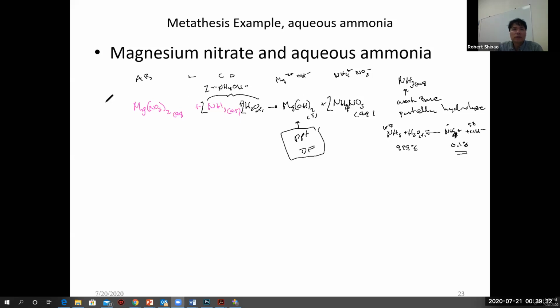So this is what we call the CE here. And then I'll do the IE. In the IE, we split apart the strong electrolytes. So magnesium nitrate is a strong electrolyte. It's a soluble salt. So we're going to split it apart into magnesium ion and 2 nitrate ions. Ammonia and water is not. Ammonium hydroxide is a strong electrolyte, but that's not what we buy. We buy ammonia and water at the store. So we're going to get 2 ammonias and 2 waters. Show liquids.